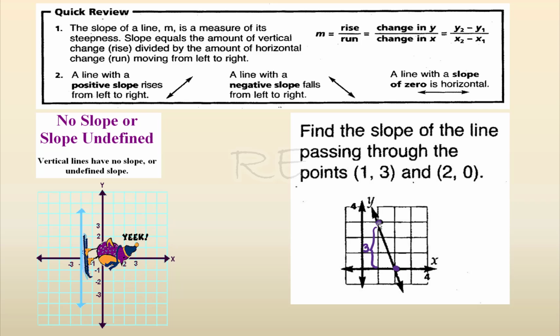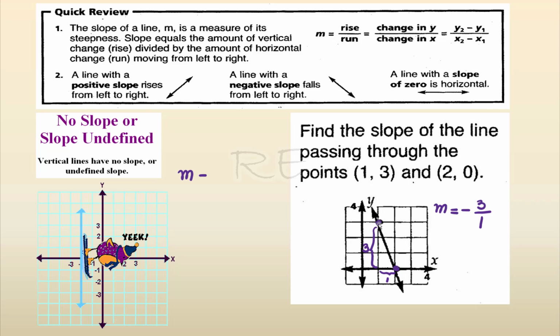To get the slope for this line, we're going to count the vertical change, which is 3, and the horizontal change, which is 1. The line is falling, therefore the slope is negative. The slope is equal to -3 over 1.